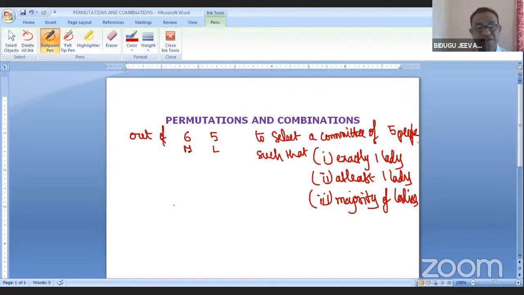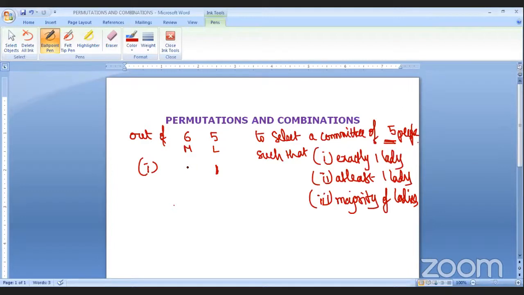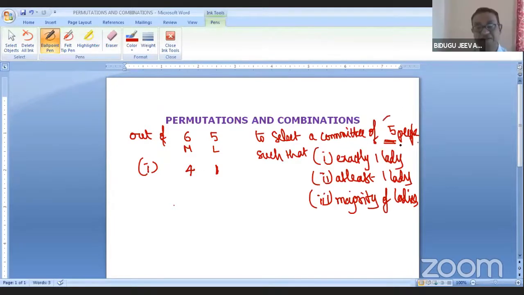Out of 6 men and 5 ladies, you have to select 5 people. What is the first condition? Exactly 1 lady. I'll take 1 lady from here. How many members do I have to pick from men? 4. Because we have 5 people in total.